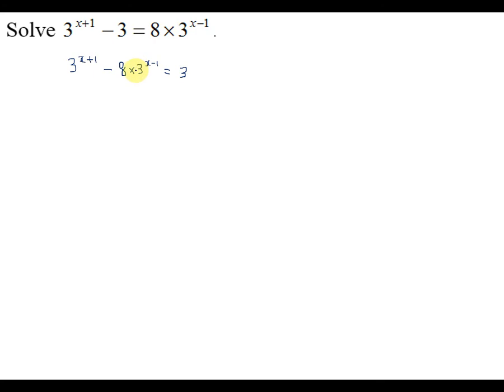I want to factorize out 3x. Why do I need to factor out? Because I only want to have one term containing x. If I don't factor out, I will still have two terms. So that's the idea, to factor it out.